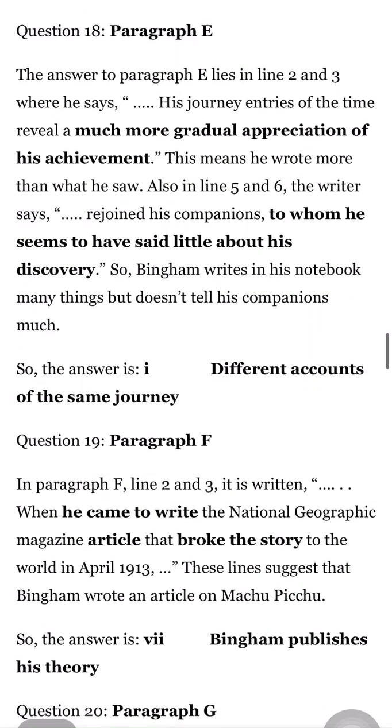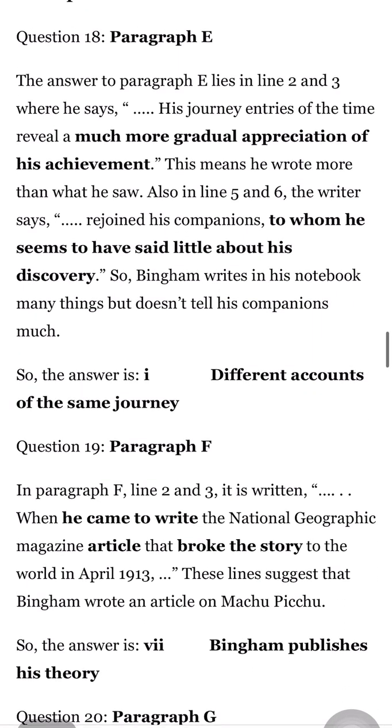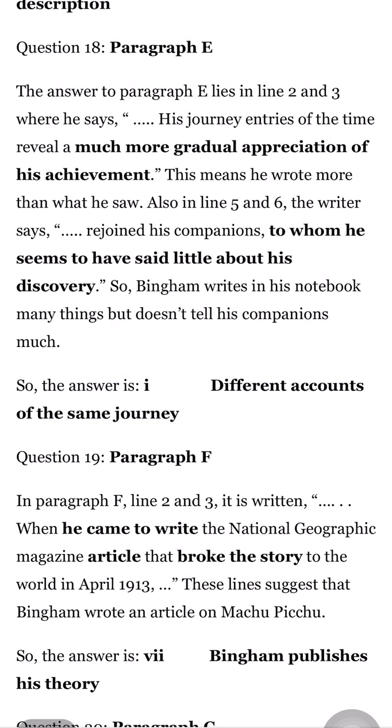Question 18, paragraph E. The answer to paragraph E lies in line 2 and 3 where he says, his journey entries of the time reveal a much more gradual appreciation of his achievement. This means he wrote more than what he saw. Also in line 5 and 6, the writer says, rejoined his companions, to whom he seems to have said little about his discovery. So, Bingham writes in his notebook many things but doesn't tell his companions much. So, the answer is different accounts of the same journey.